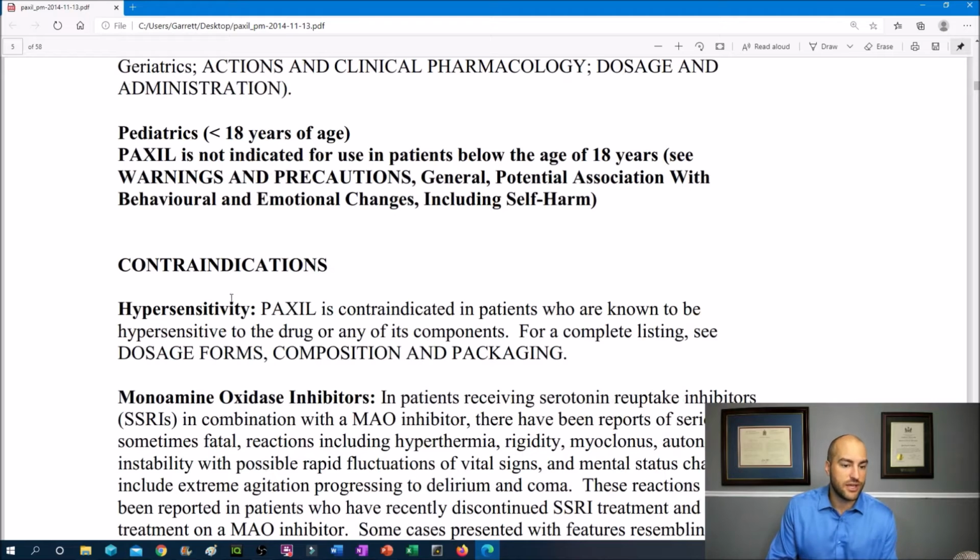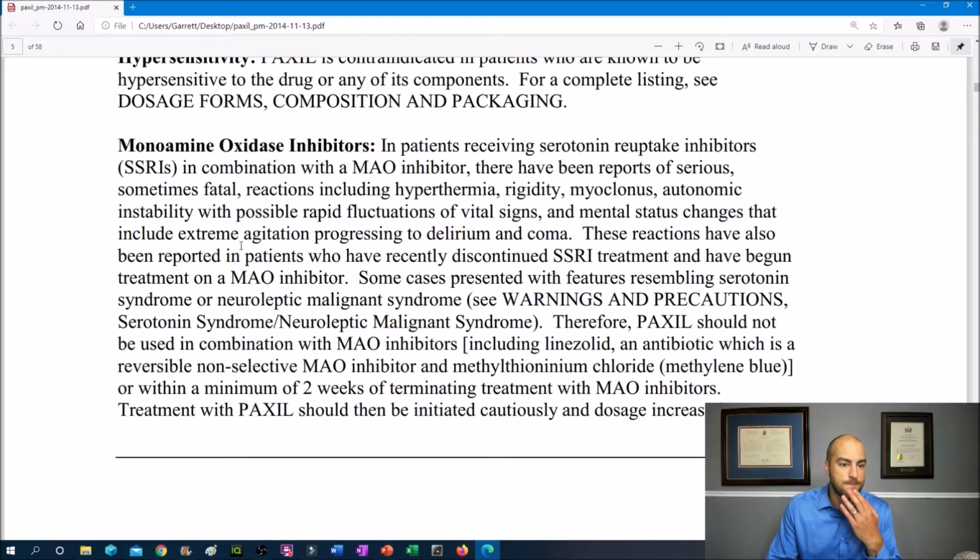All right, so contraindications. So hypersensitivity. Paxil is contraindicated in patients who are known to be hypersensitive to the drug or any of its components. That kind of goes for every drug.